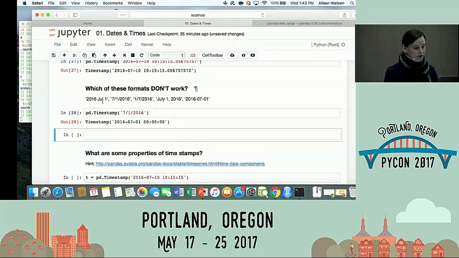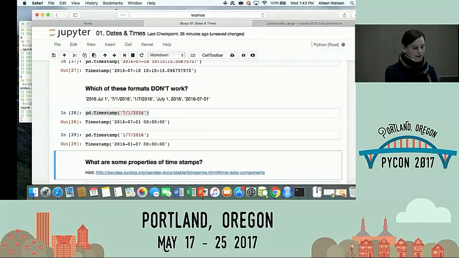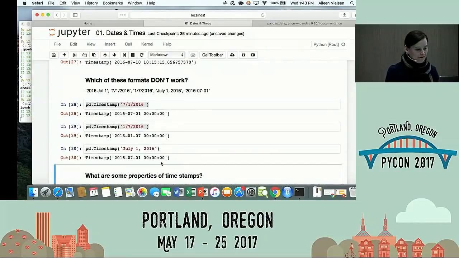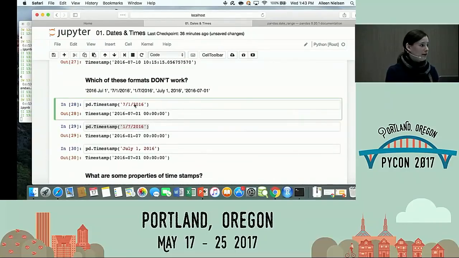So we've got 7/1/2016 versus, let me put this down, 1/7/2016. If I want to test which one it is, let me go ahead and put in what, as an American, I would think the date should be. And which one does it match? It matches the American formatting. So that's just something to be aware of. You could also just get caught unawares.